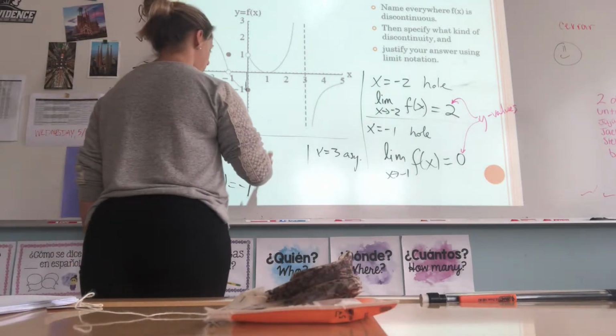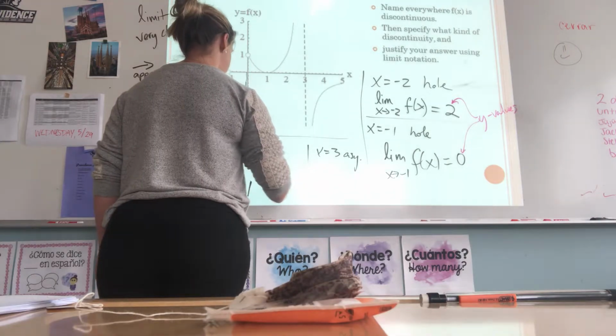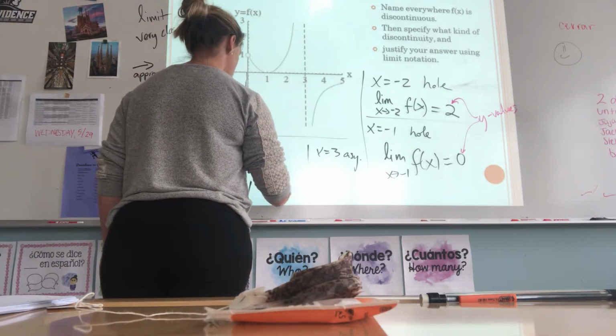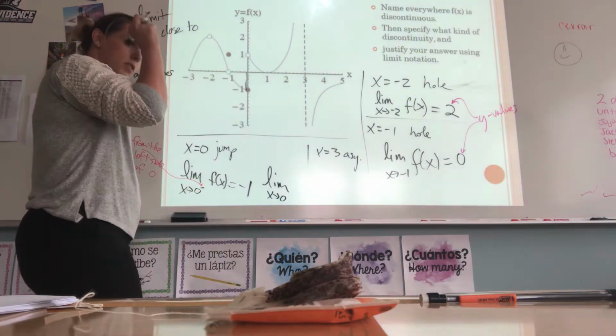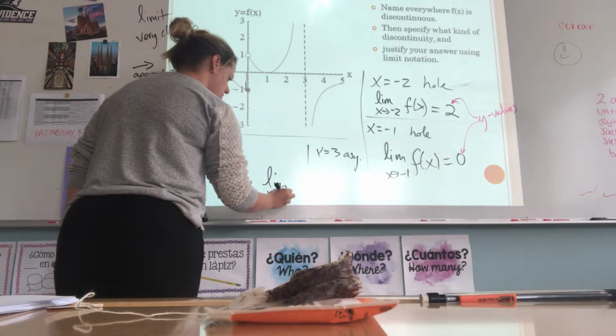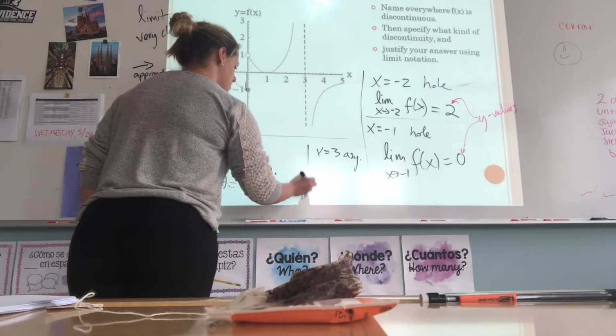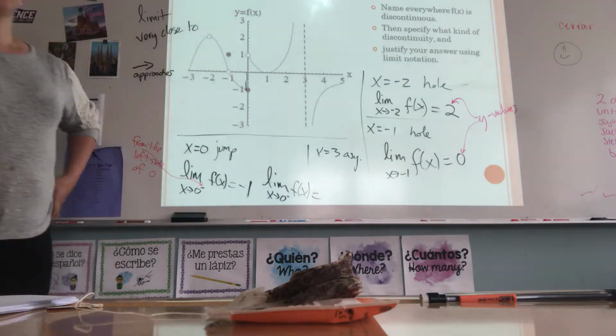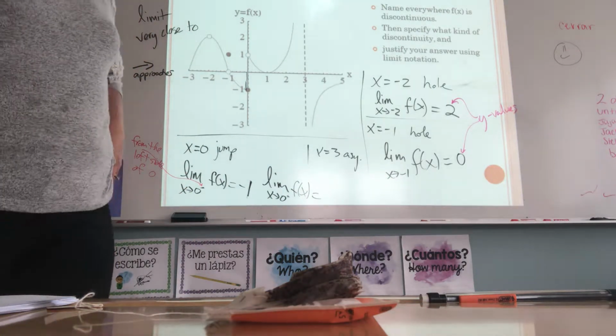Okay, so let's do from the right now. The limit as x approaches 0 from the right side, I'm going to put a little plus as a little superscript, of f of x equals. So what's the number that's very close to 0 but to the right of it?